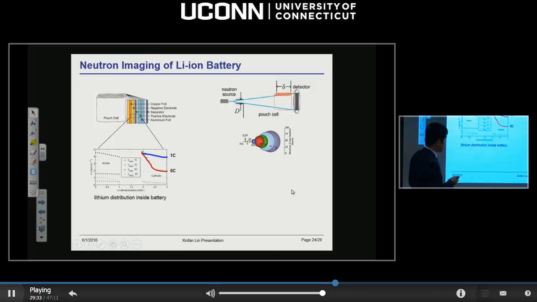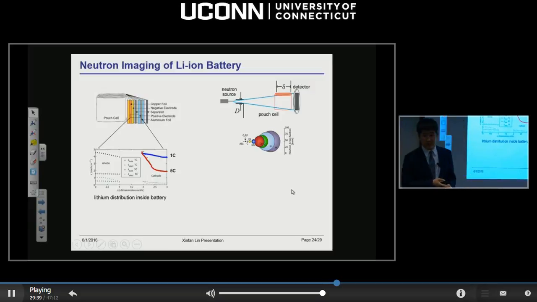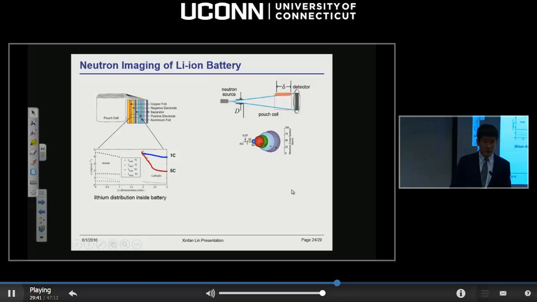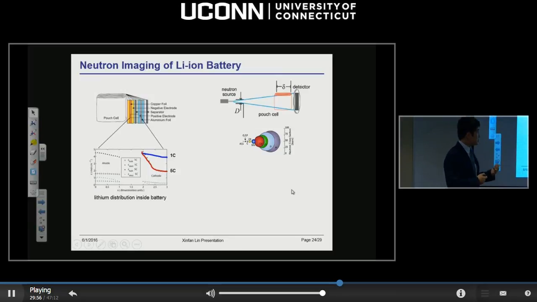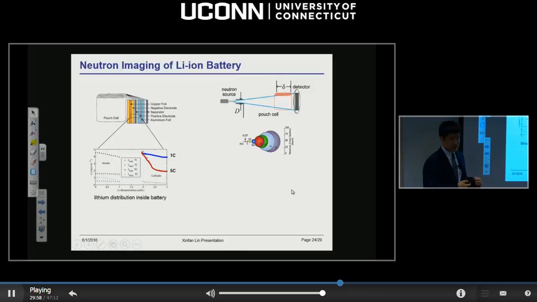Therefore, if we put a detector behind the lithium battery, we will see dark and light spots on the detector. The dark spots correspond to locations with high lithium concentration because the lithium blocks the neutrons. The light spots correspond to locations with low lithium concentration. So by analyzing this image, we can correlate it back to the lithium distribution across the battery electrode.